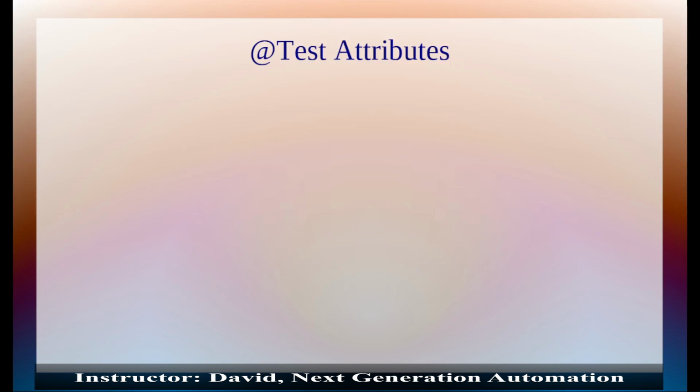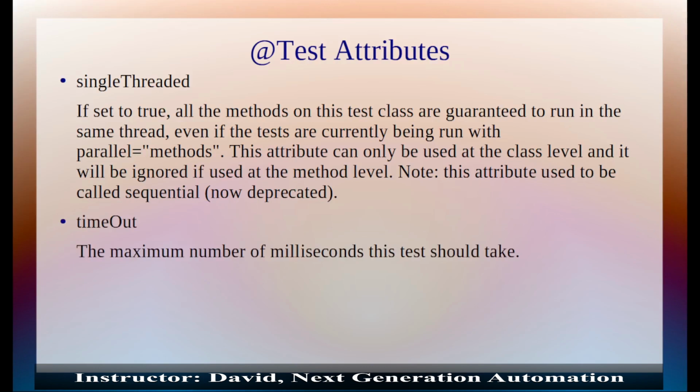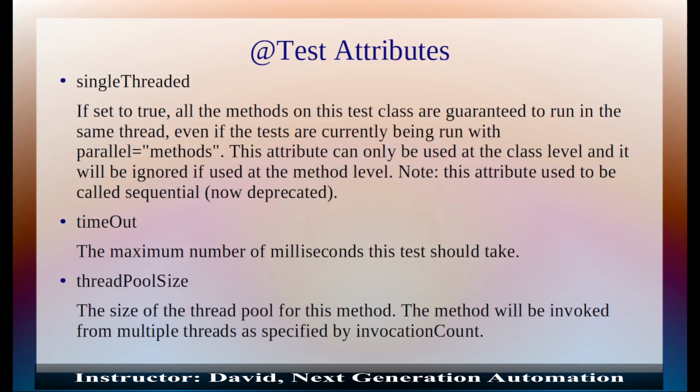Next set of attributes used by the @Test TestNG annotation are singleThreaded attribute. As part of this attribute, if set to true, all the methods on this test class are guaranteed to run in the same thread, even if the tests are currently being run with parallel set as methods. This attribute can only be used at the class level, and it will be ignored if used at the method level. Timeout attribute. As part of this attribute, it defines the maximum number of milliseconds this test should take. Thread pool size attribute. As part of this attribute, it defines the size of the thread pool for this method. The method will be invoked from multiple threads as specified by invocation count.